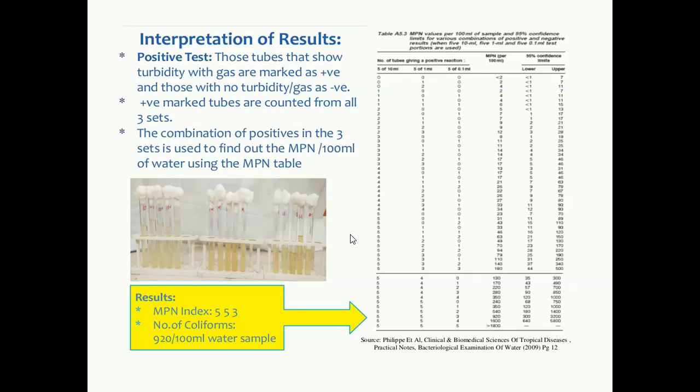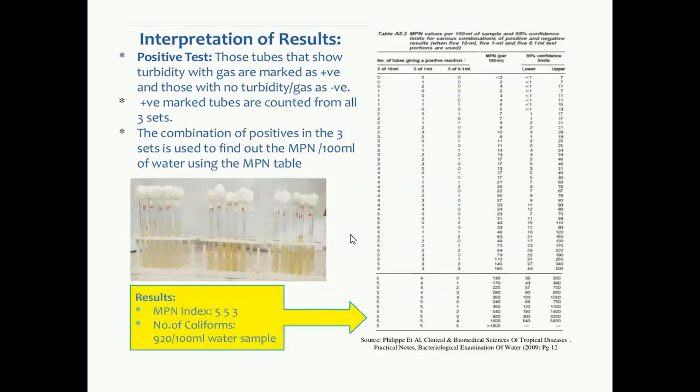That is nothing but the 5 test tubes. The first 5 indicates 5 test tubes positive in 10 ml. The second 5 indicates 5 test tubes positive in 1 ml. The third digit, 3, indicates 3 test tubes positive in 0.1 ml. Here we predict from the table that it is 920 colonies per 100 ml of water sample.